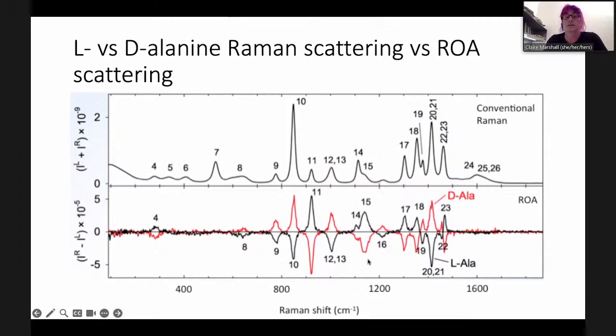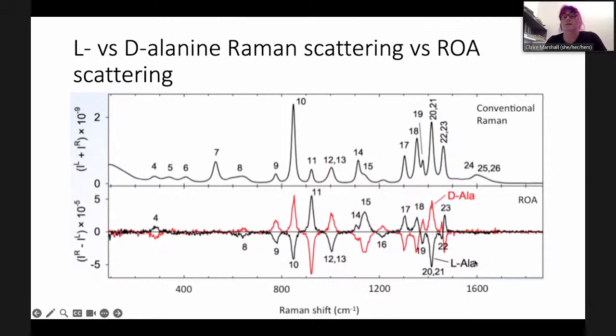And as you can see, this is bisignate spectra, and the different enantiomers either have a positive or a negative signal for that particular vibrational mode. So here, if you look in red, you can see negative, positive, positive, negative, positive, and so on and so forth. And this corresponds to D aniline. And again, if we look at the spectrum in black, we can notice that we have positive, negative, negative, negative, and positive, and so on and so forth. And this corresponds to the spectrum for L aniline.